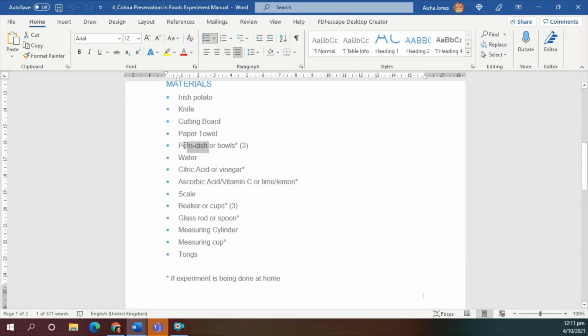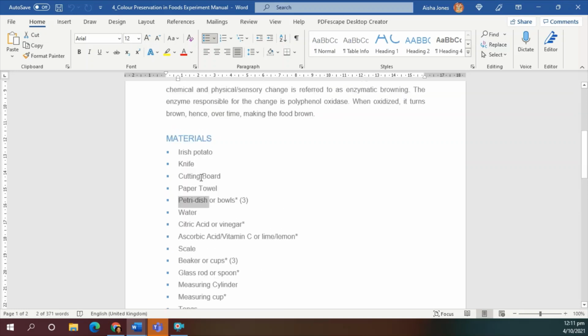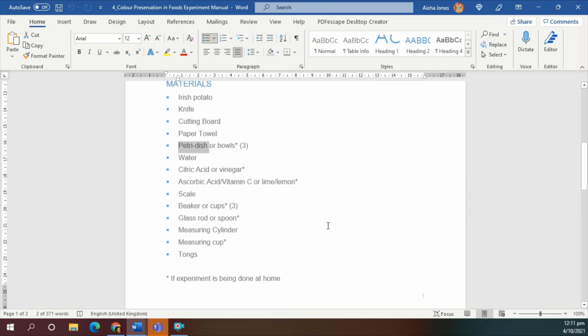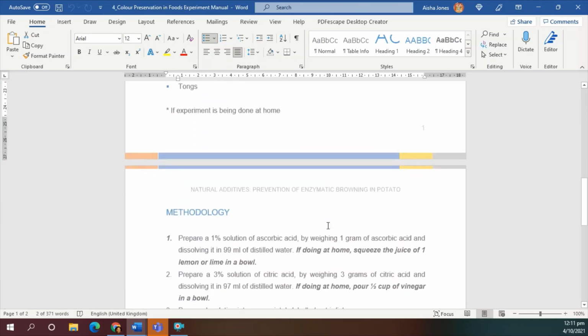So if you don't have petri dishes, for example, you can instead use bowls. If you don't have citric acid, you can use vinegar. If you don't have citric or ascorbic acid, you can use lime or lemons, etc. So if this has to be done at home, it gives the students some of those resources that can be used to substitute for things you would typically find in a lab.